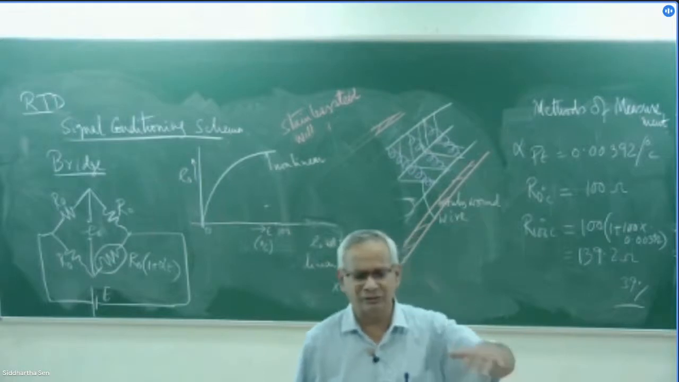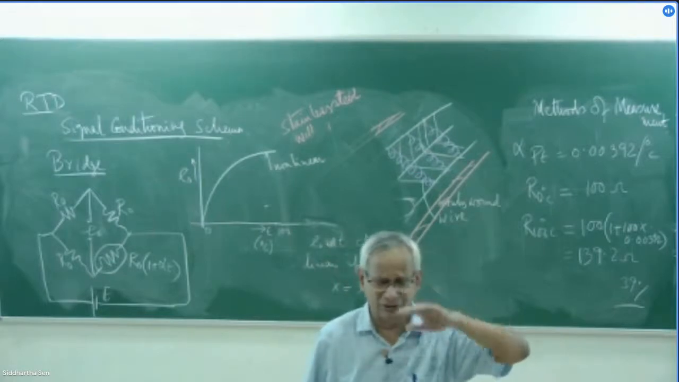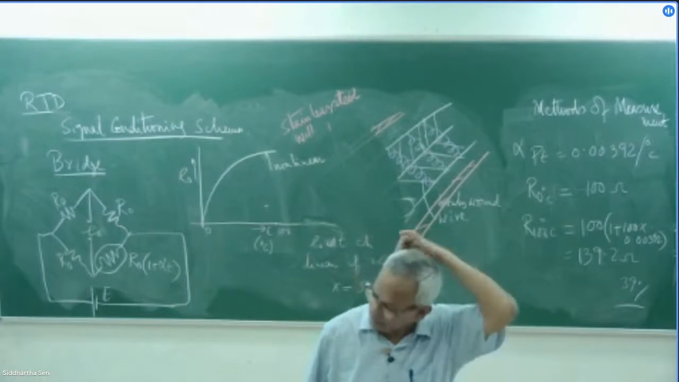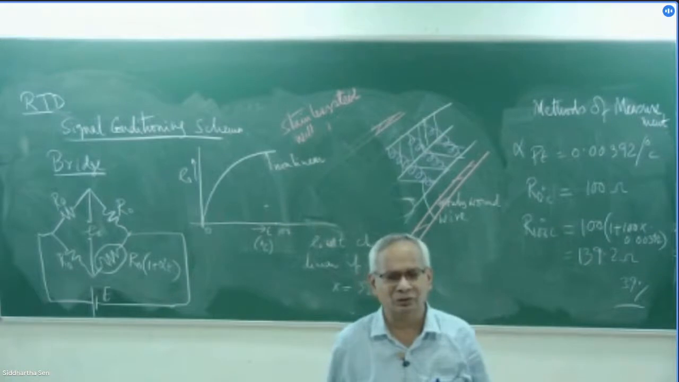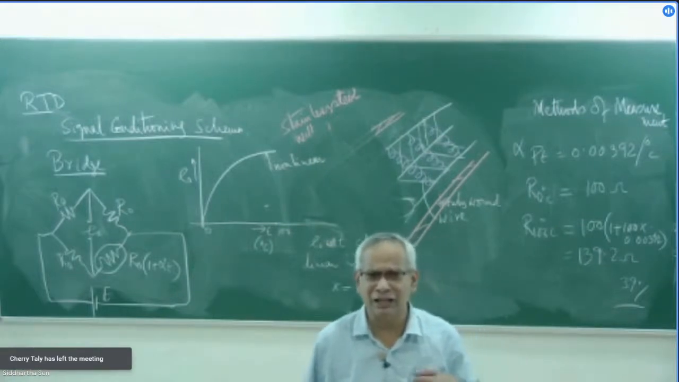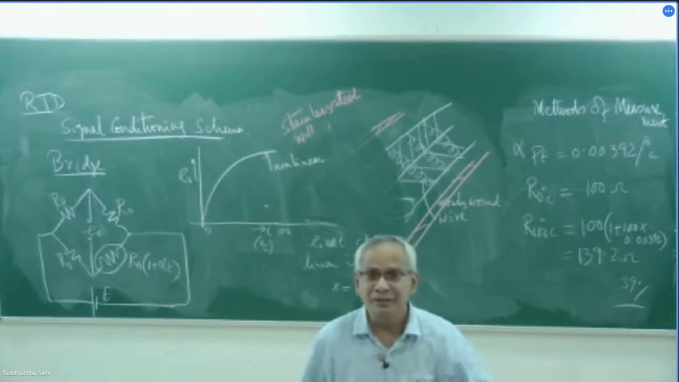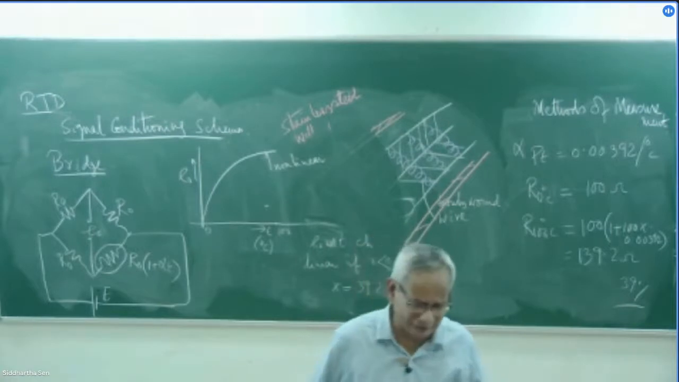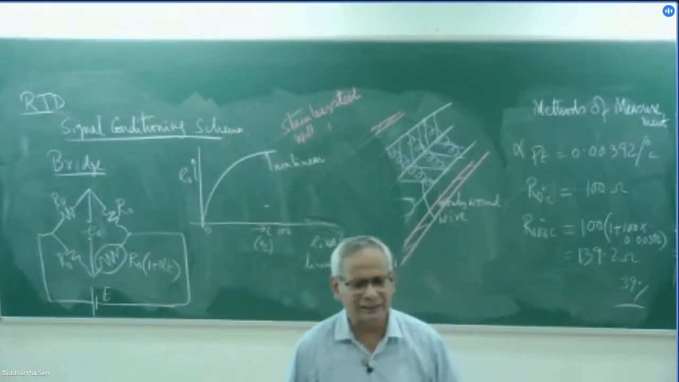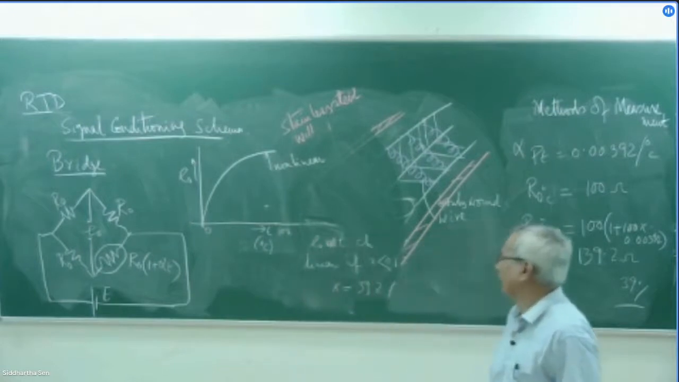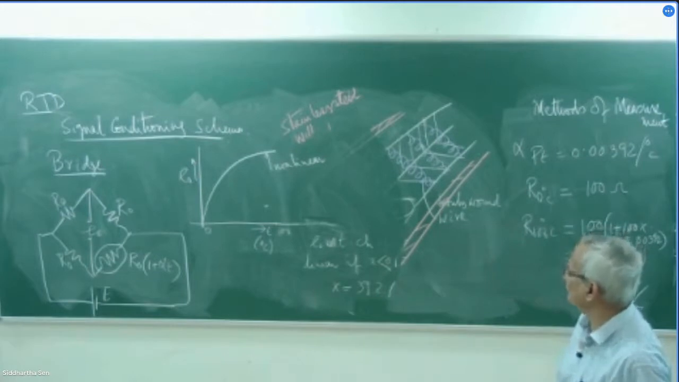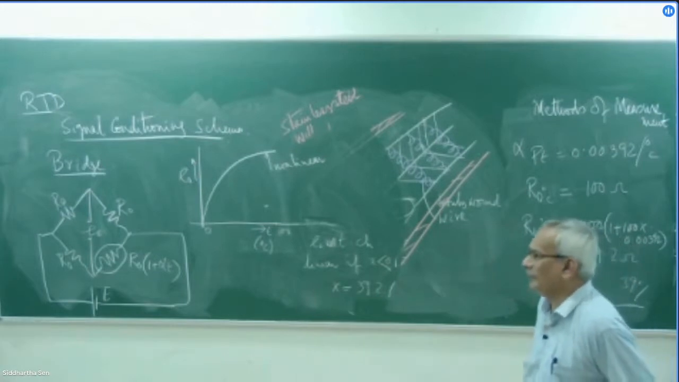So to compensate that non-linearity, we will have to take additional care and use some additional circuit, which is not desired. I would suggest that we should have a linear characteristic at the signal conditioning level. So what can be done? Can you suggest?